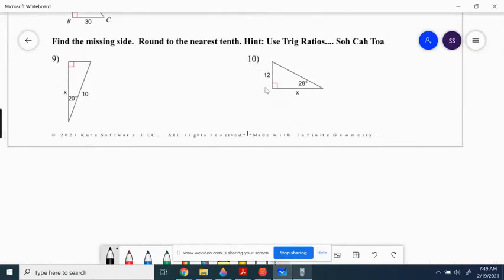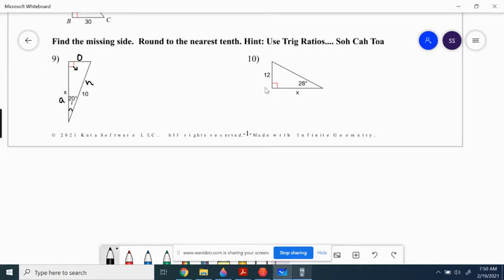The next section, we're finding the missing side using trig ratios. So I'll do number 9 for you. So we're looking, this 20 degrees is referring to this angle. So let's label our sides first in terms of this angle. Across from the right angle is our hypotenuse. The side that is next to our angle but not our hypotenuse is the adjacent side, and the side that is across, not touching our angle, is our opposite side.